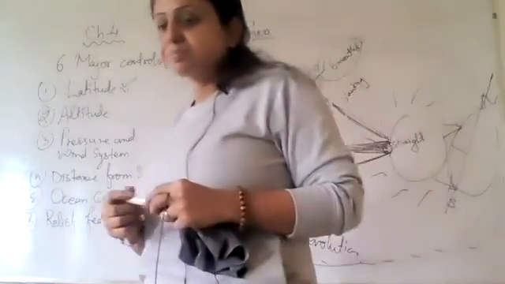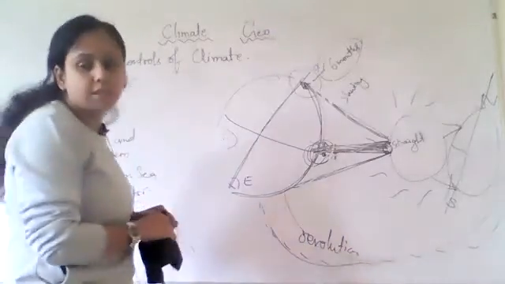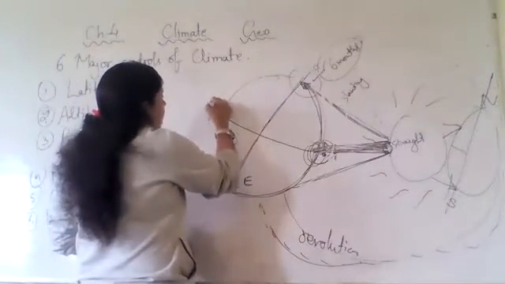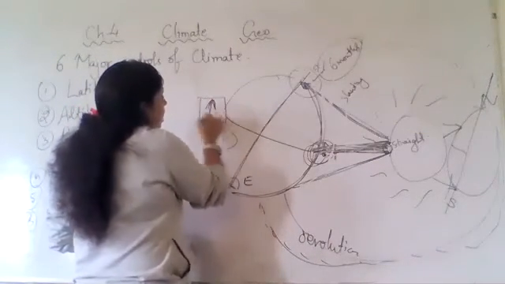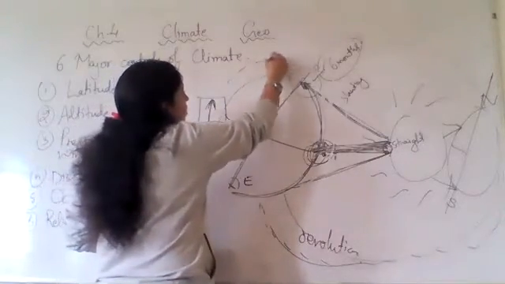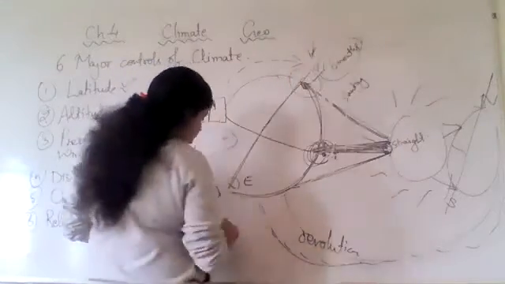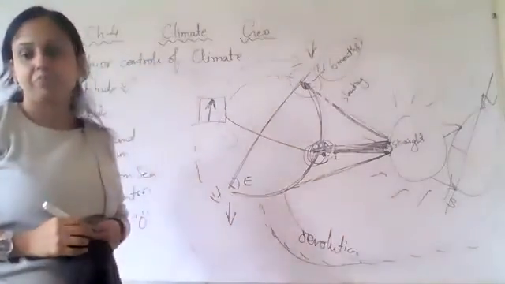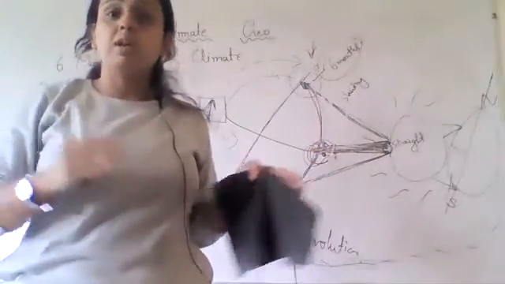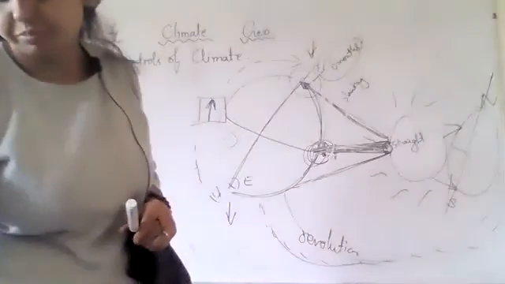Okay, so like this, the temperature on the equator is high. But as we move towards the poles, we will find the temperature is low. The temperature is high at the equator, but the temperature is low when we move towards the poles. Okay.